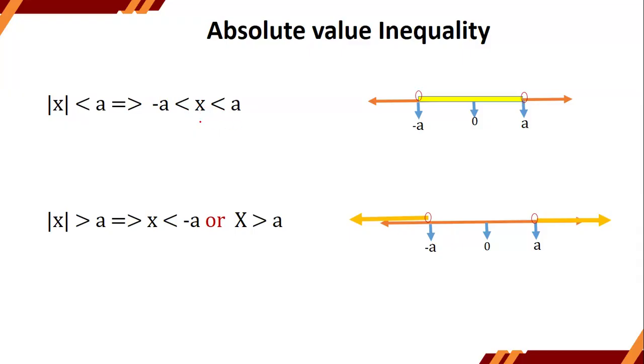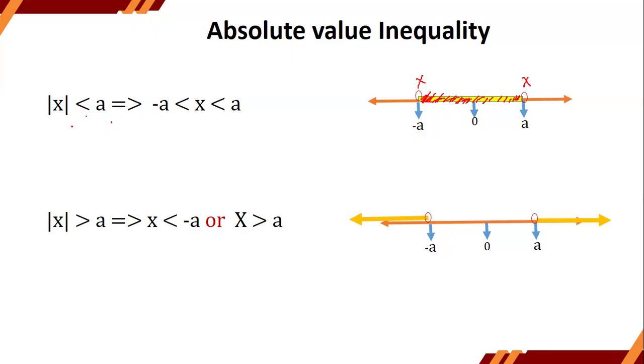Again, it means the distance of x from 0 on the number line is this time less than a units. So on both sides of 0, the left-hand side as well as the right-hand side, x can take any value from minus a to plus a. But in this case, it will not include these two points, minus a and plus a, because we do not have an equal to sign over here.